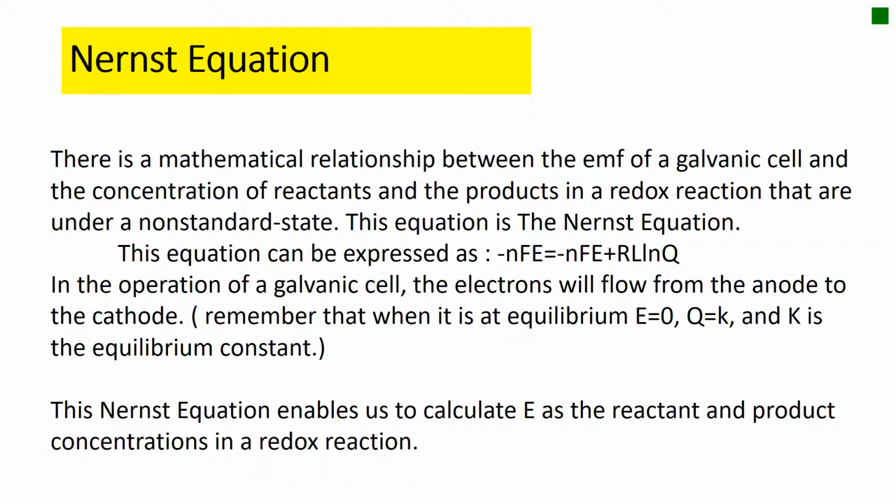So there's this equation called the Nernst equation. It's basically a mathematical relationship between the EMF of the galvanic cell and the concentration of reactants and products in a redox reaction that are under a non-standard state. So remember, in order for this equation to work, it has to be under a non-standard state. It's a very important part of the equation for all this to work.